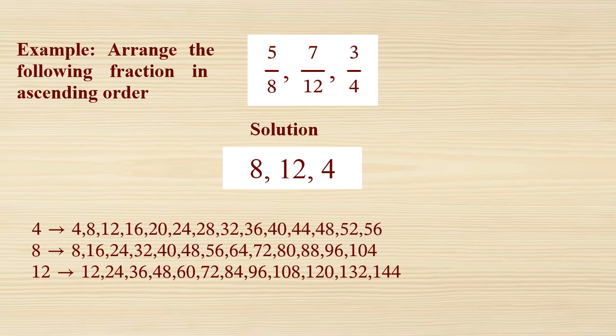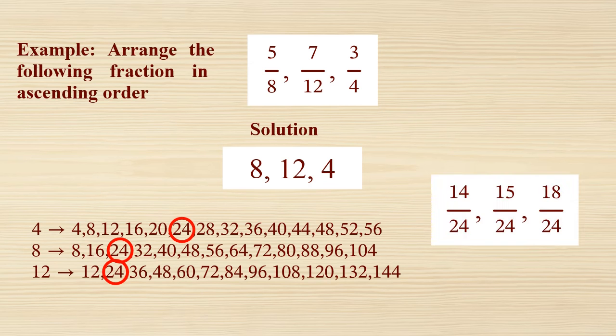The multiples of 4 are 4, 8, 12, 16, 20, 24, 28, 32, and the rest of it. The multiples of 8 are 8, 16, 24, 32, 40, 48, and the rest of it. While the multiples of 12 are 12, 24, 36, 48, 60, and the rest of it. When you look at it, the common one is 24. That is, the LCM of these three numbers is 24.